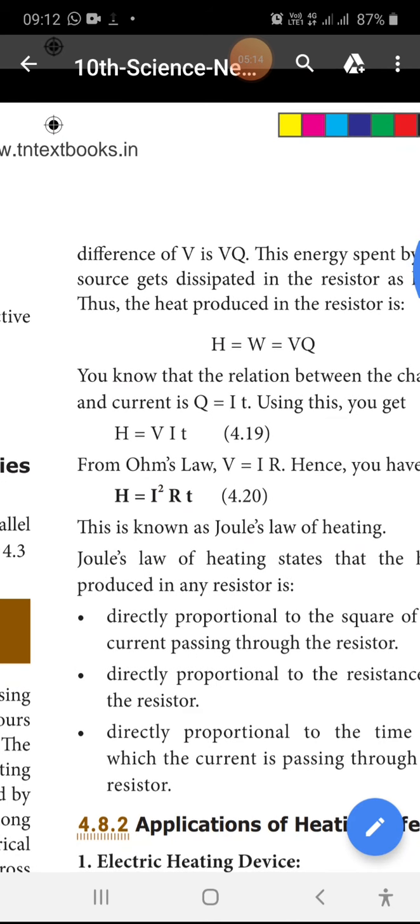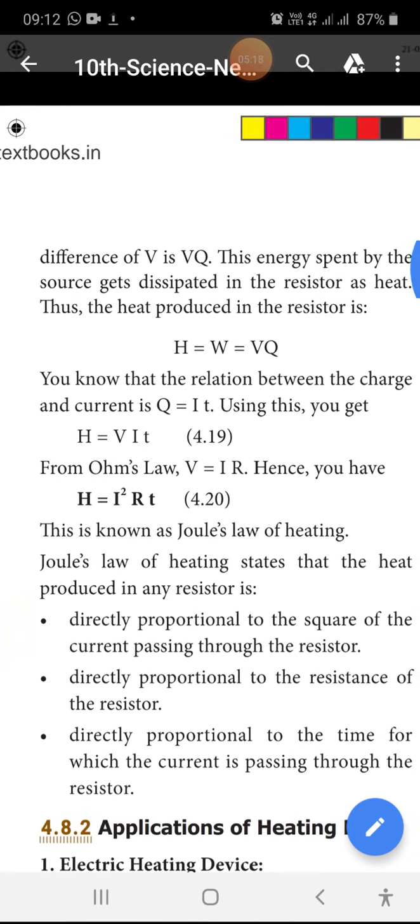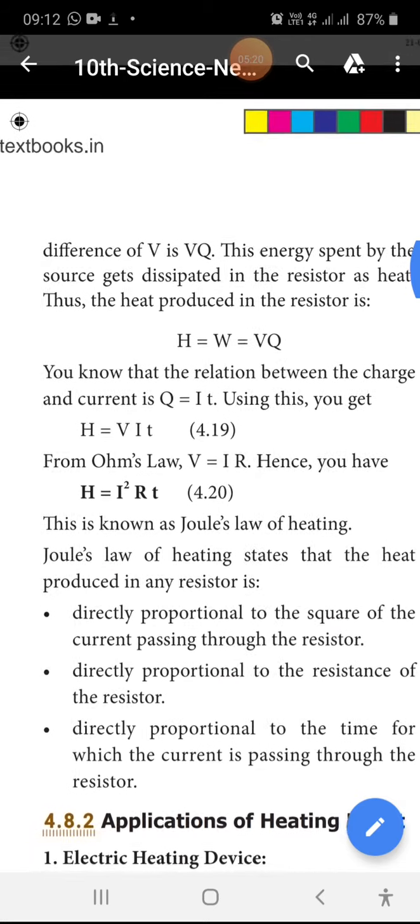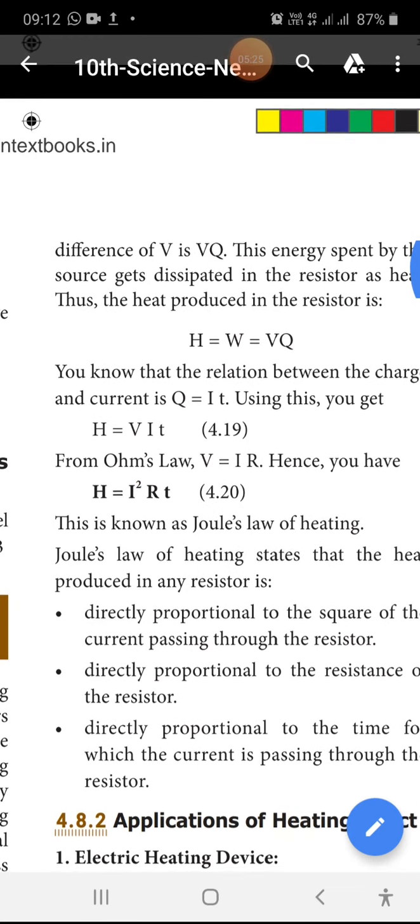Potential is equal to work done by the charges. V is equal to W by Q. So this is the energy spent by the source. Heat is equal to what we have said. Heat is equal to VIT.